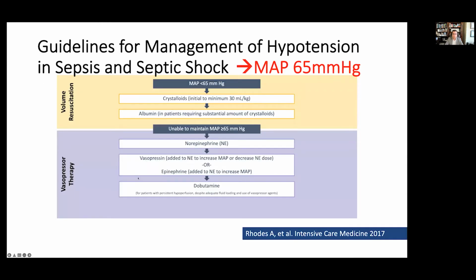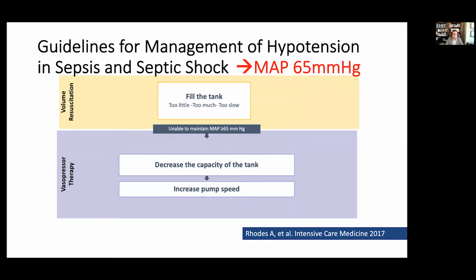So the guidelines for management of sepsis and septic shock are the very familiar Surviving Sepsis guidelines. We're all very familiar with the phases here. Initial volume resuscitation, if you can't get a MAP of 65 and you're still not able to get a MAP of 65, then start norepinephrine and then escalate onward to vasopressin, epinephrine, and dobutamine. This reference is from Andrew Rhodes in 2017, but this part of the guidelines has not really changed on the newer edition of the guidelines as well.